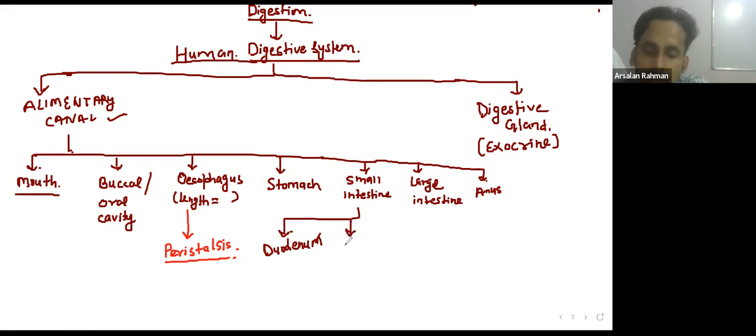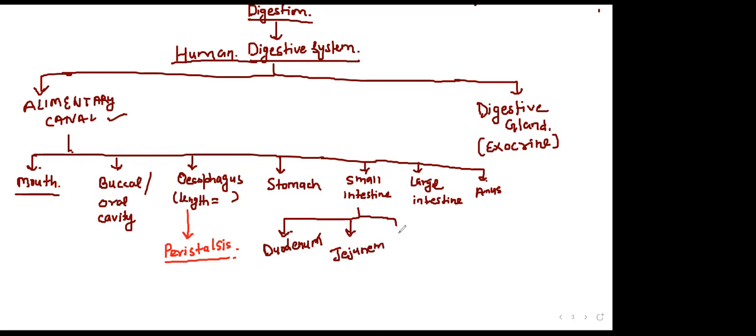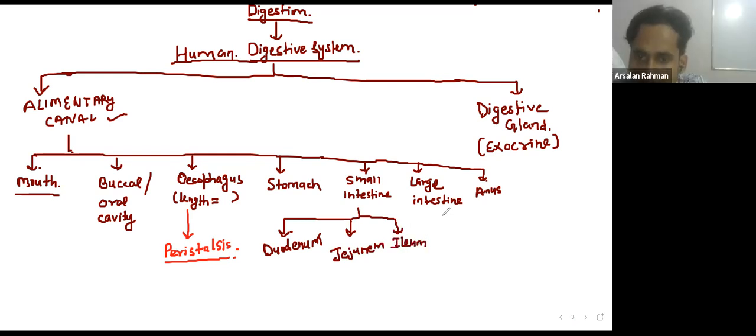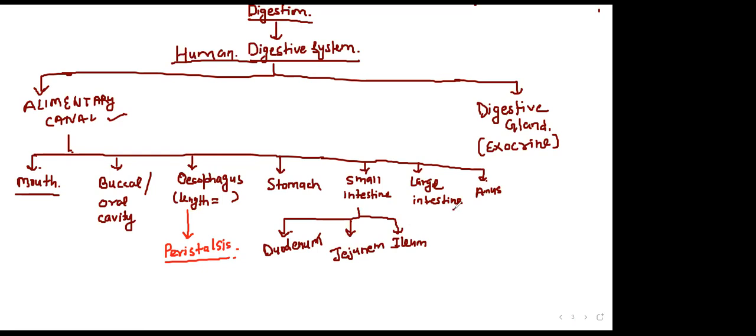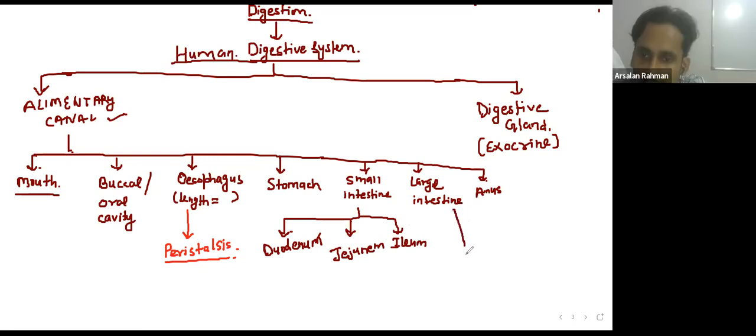The second one is jejunum. Have you heard about this term, or is this the first time? Jejunum. And ileum. You have heard about these terms. And we divide the large intestine into three parts. Can you name them?